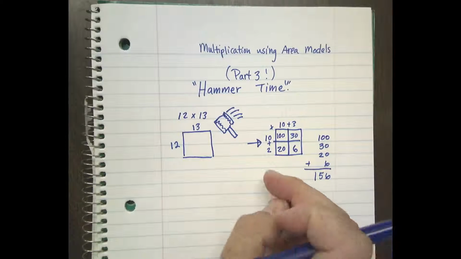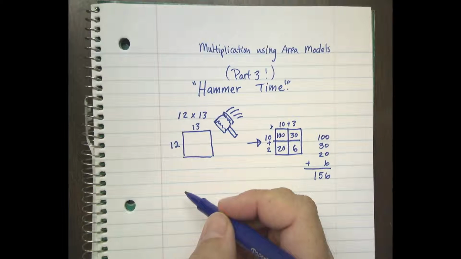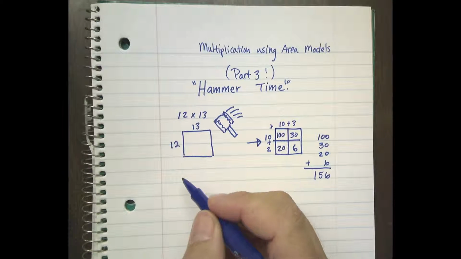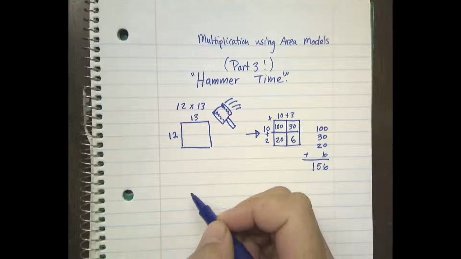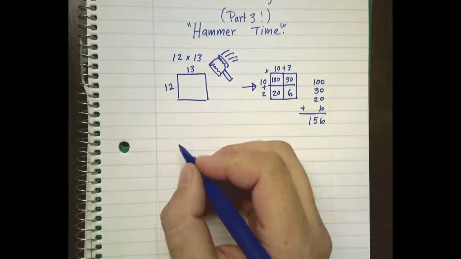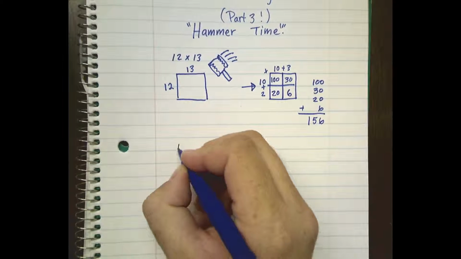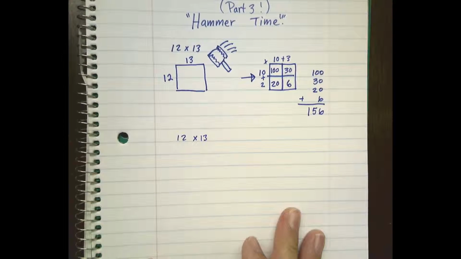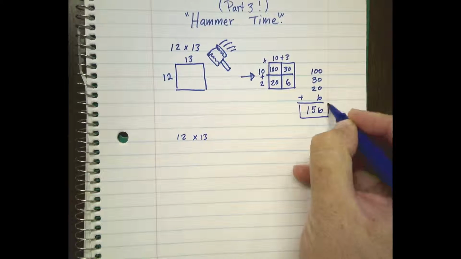So now we're going to try it with a couple different numbers, and we're going to try it with 3 numbers across and then 2 numbers down, and that works just as well. So I'm going to use the same 2 numbers, 12 and 13. So this is 12 times 13, but we're going to break it apart a little bit differently, and it'll still work. Our answer will still be 156.